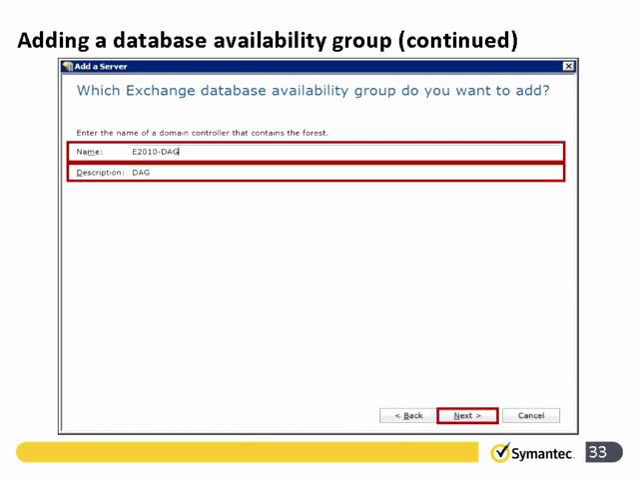Which Exchange database availability group do you wish to add? One of the best practices here is to point this at the client access server. The client access server in Exchange 2010 understands all of the servers that are involved in the database availability group and is the traffic cop. So if I point this installation at the client access server, then Backup Exec will be able to automatically discover all of the servers in the Exchange environment and thus be able to access their databases, provided the agent is on those servers.